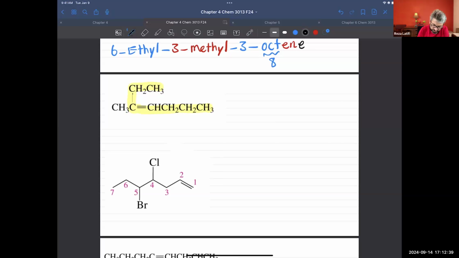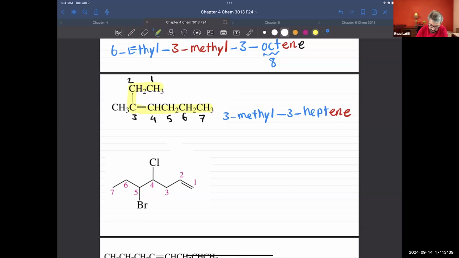It's showing you that 1, 2, 3, on the 3rd carbon you have a double bond and also a methyl group. And then you say 4, 5, 6, 7. So the correct name for this one will be 3-methyl, and then a dash. On the 3rd carbon, we have a double bond, and it will be heptene. Okay, heptene.